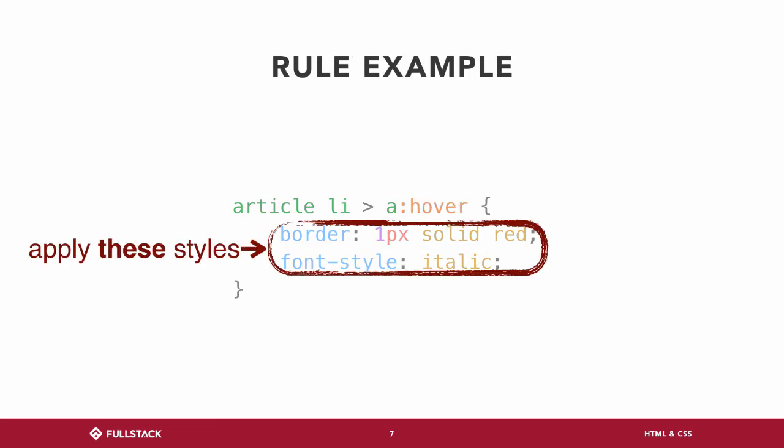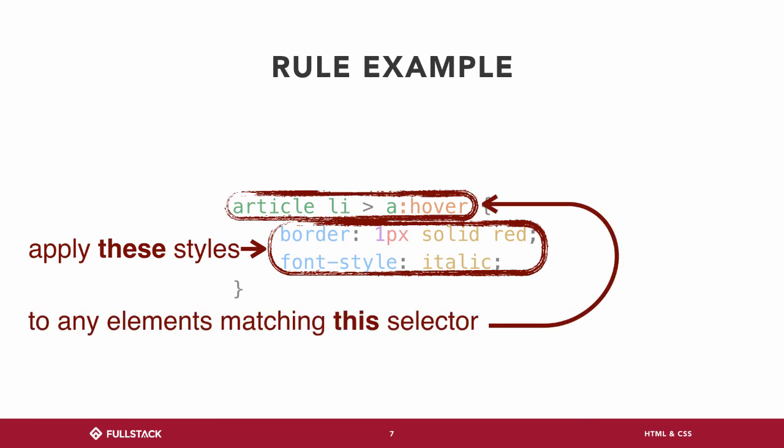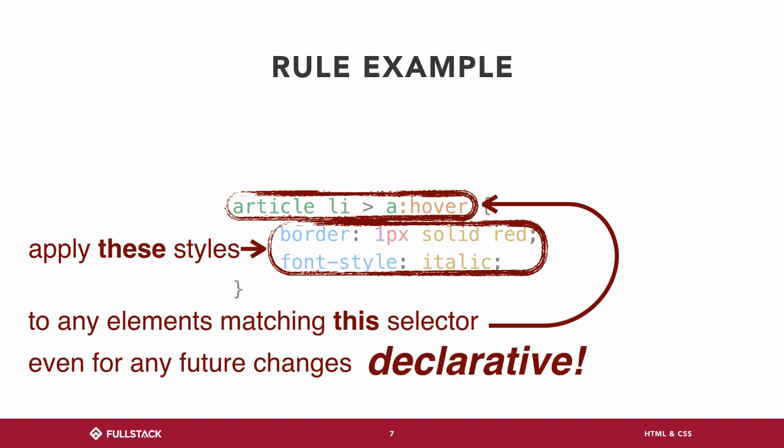So the way that this rule example works is to specify that we're going to apply these styles to these selectors, any elements that match the selector, even if they end up getting added to the DOM afterwards. This is something that's considered declarative in the sense that you're declaring what your rules are, and your browser is going to end up implementing these rules.